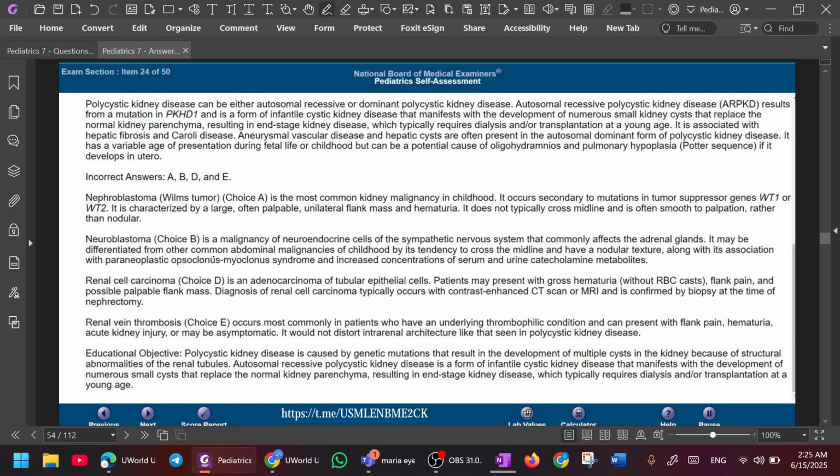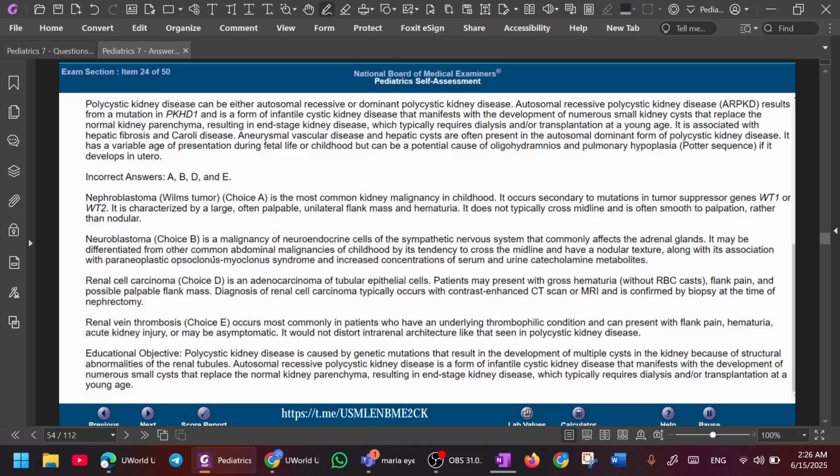Okay, it's not neuroblastoma. Neuroblastoma is a malignancy of neuroendocrine cells of the sympathetic nervous system that commonly affects the adrenal glands. It may be differentiated from other common abdominal malignancies of childhood by its tendency to cross the midline and have a nodular texture, along with its association with paraneoplastic opsoclonus-myoclonus syndrome and increased concentration of serum and urine catecholamine metabolites.